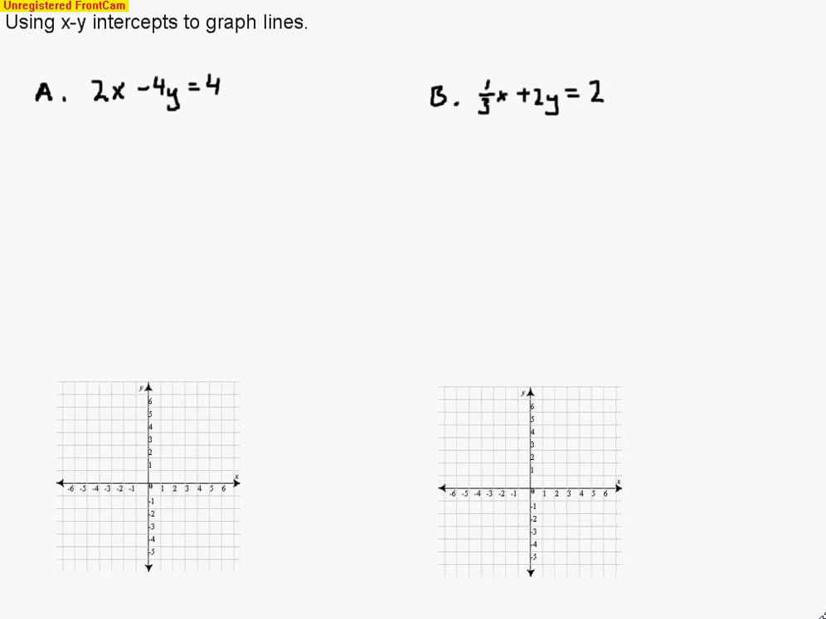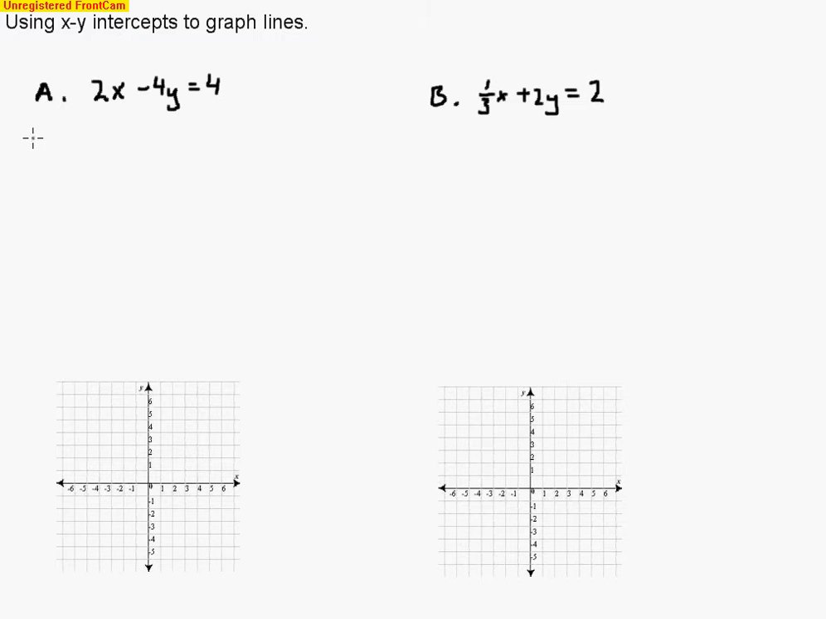Today we're going to be graphing lines using x and y intercepts. So we're pretty much doing the same thing as yesterday. The only difference is now we actually have to take those intercepts and put them on a coordinate plane. So I've got two problems here. We'll start with 2x minus 4y equals 4.